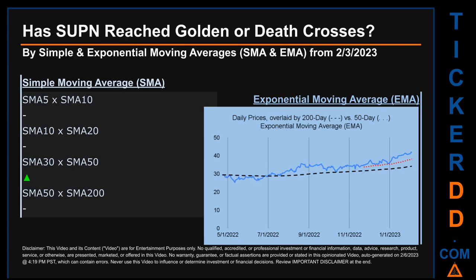Has SUPN price reached golden or death crosses? Golden cross and death cross are basic signals that compare average prices across two specified trade day ranges, a short-term versus a long-term range. For example, 5-day versus 10 trade days. Essentially, a golden cross is a bullish signal. It appears when a ticker's short-term moving average crosses above its long-term average. Vice versa, a death cross is a bearish signal when the short-term crosses below its long-term moving average.